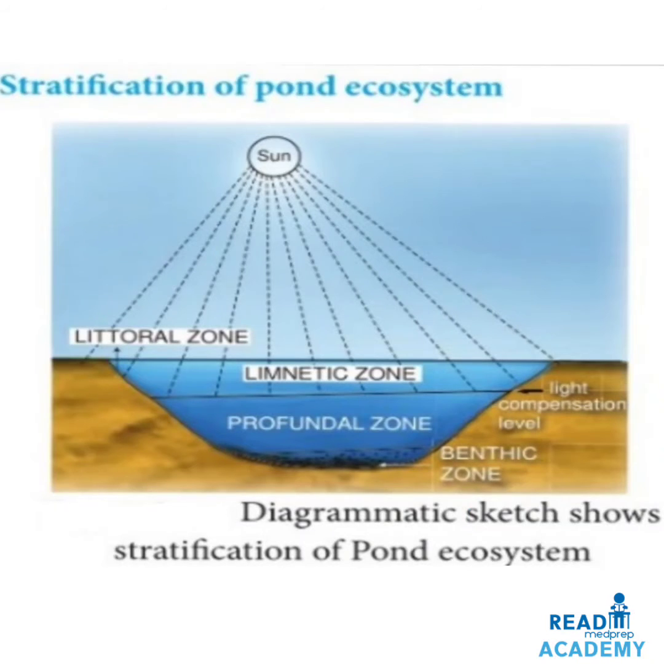Here you can see the diagrammatic sketch which shows the stratification of the pond ecosystem, where the sunlight penetrates not deeper than the limnetic zone. You can see the littoral zone between the water body and the land, and on the surface is the limnetic zone. Below the limnetic zone is the profundal zone, and below the profundal zone is the benthic zone. The light compensation level is between the limnetic zone and the profundal zone.